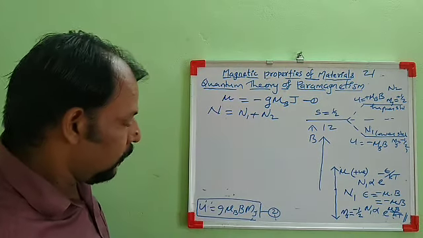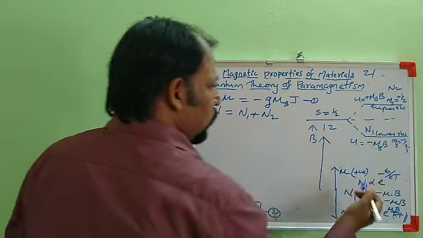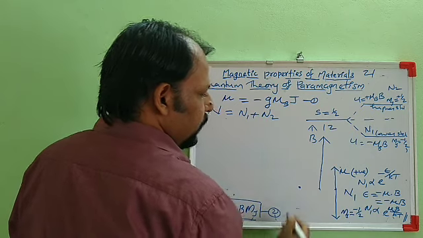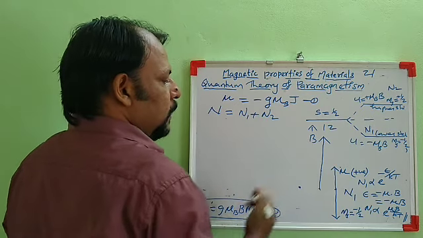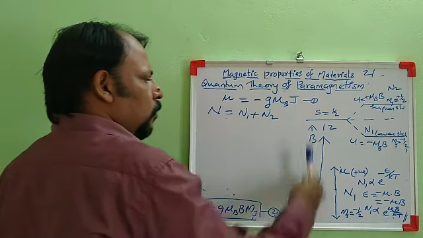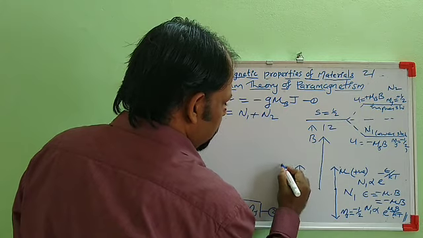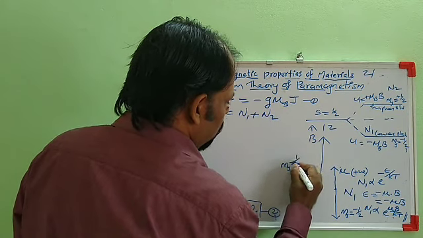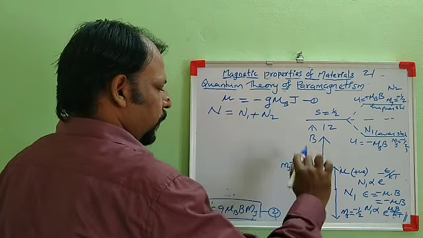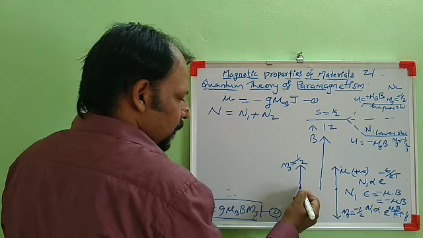Now consider the case with mj equal to plus 1 by 2, the higher state. Mj equal to plus 1 by 2 means its component of angular momentum is along the direction of magnetic field. So this mj corresponds to the component of angular momentum along the direction of field. So its magnetic moment will be opposite to mj.